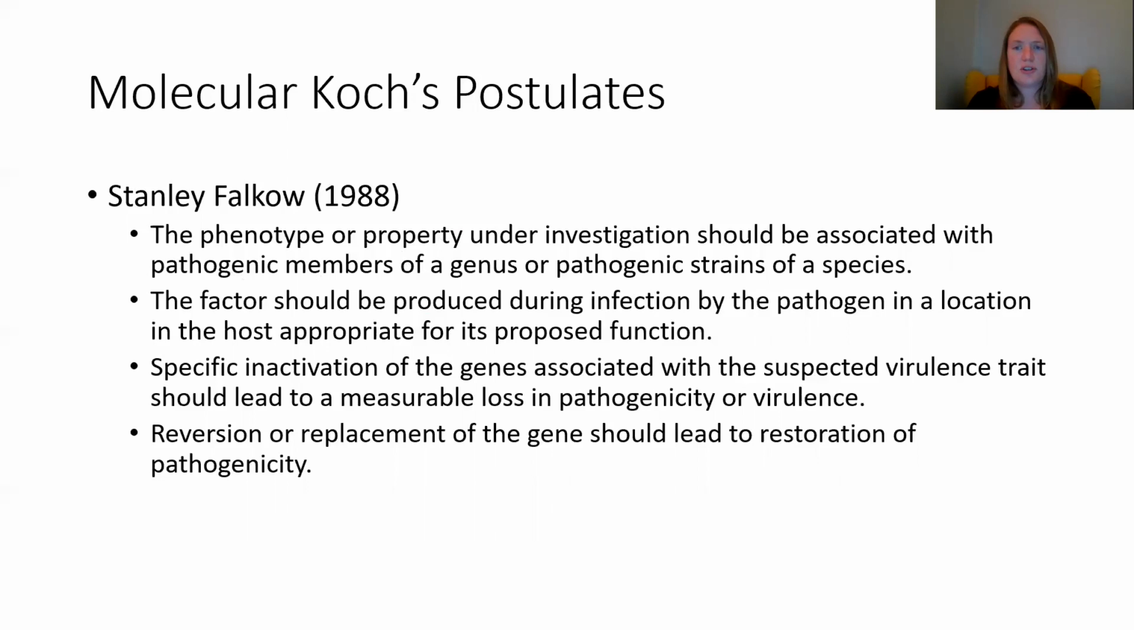So if you think a gene should be important, then it should be present in pathogenic members of the strains of a species. It should also be produced during infection by the pathogen in a location in the host that's appropriate for its proposed function. When you knock out the gene, you should be able to measure some change in pathogenicity or virulence, and reversion or replacement of the gene should restore that pathogenicity or virulence.